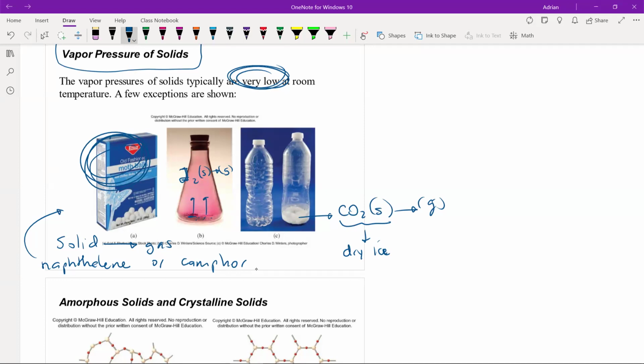So yes, some solids can have appreciable vapor pressures, even though we think of them as having really low ones. There are some instances where they can have, in some cases, very high vapor pressures.